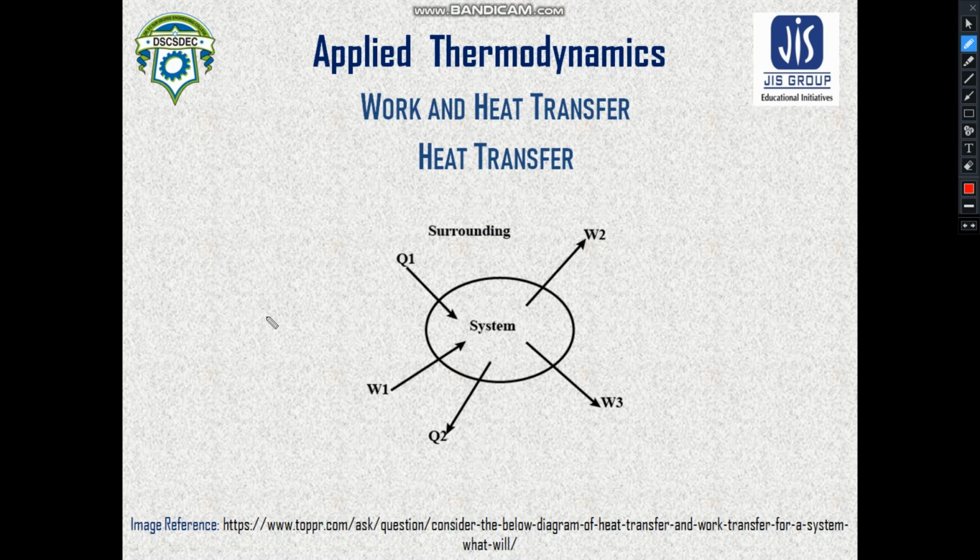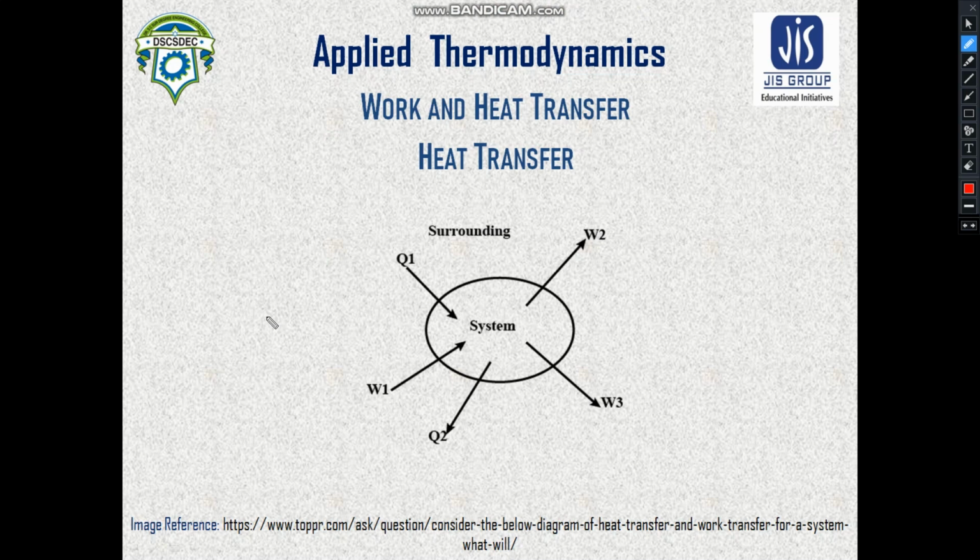Now we shall move on to the discussion regarding heat transfer. Before starting, we need to know what heat is. Heat is nothing but a kind of energy which is transferred across a boundary because of a temperature difference. Whenever there is a temperature difference between a system and its surroundings, or between two interacting systems, heat will start to flow from the high temperature to the low temperature.